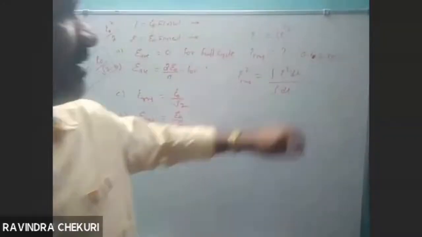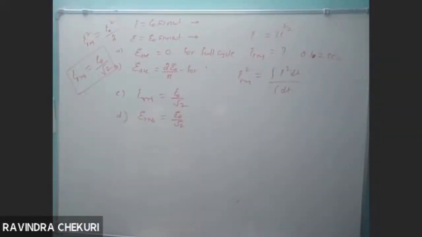What about this answer? The current changes with time as I = 3t^(1/2). What is the value of IRMS in the time interval between 0 to 2 seconds?